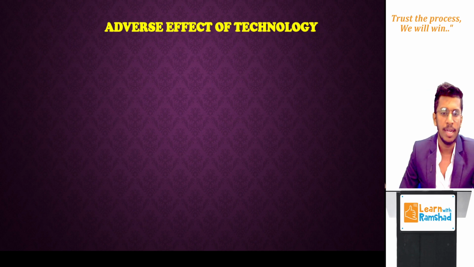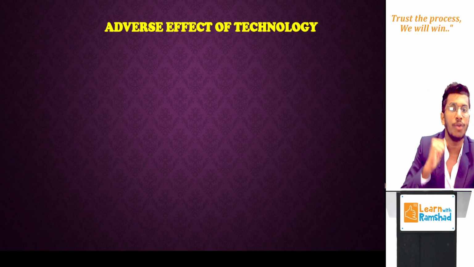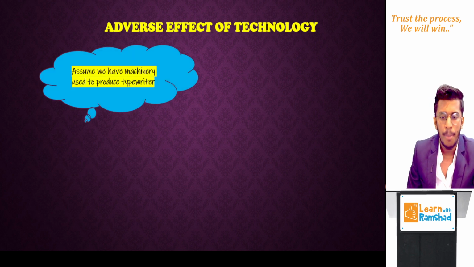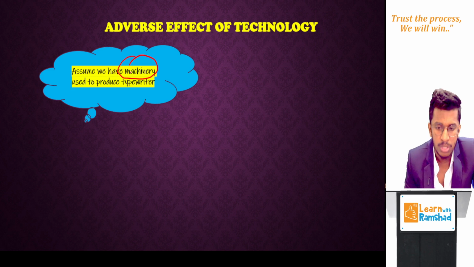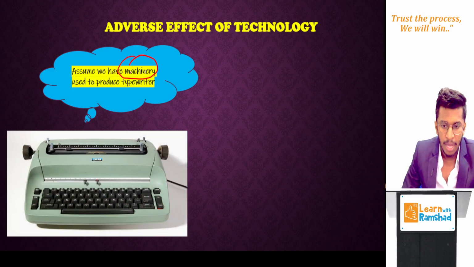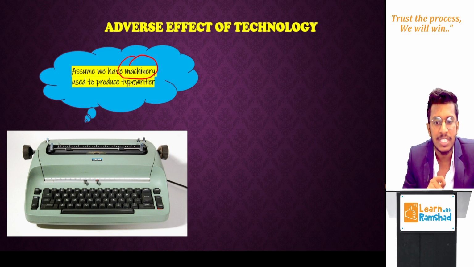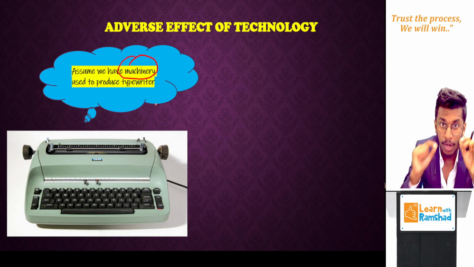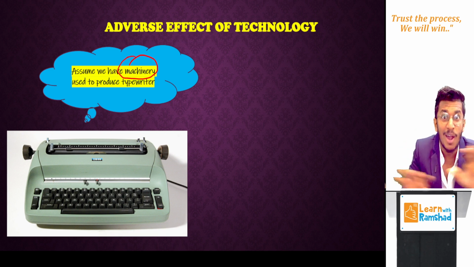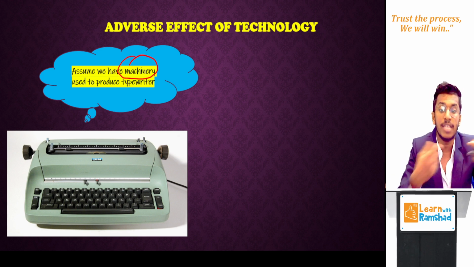The first one, adverse effect of technology. That means negative impact of technology. Remember, you have a machinery which is used to produce the typewriter. Typewriter is just a product of your fixed asset machinery. Typewriter is not our fixed asset. Machinery is my fixed asset. But that machinery is used to produce that typewriter.